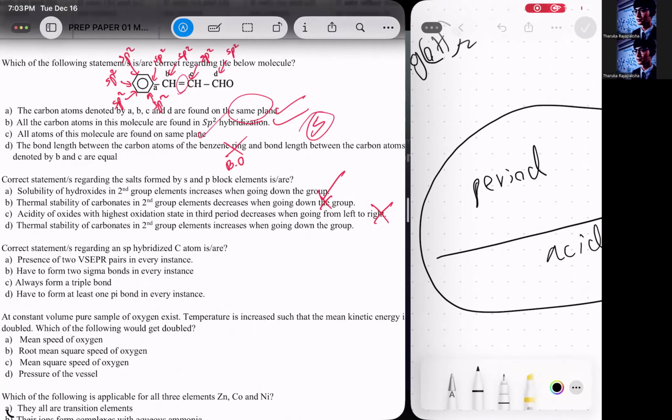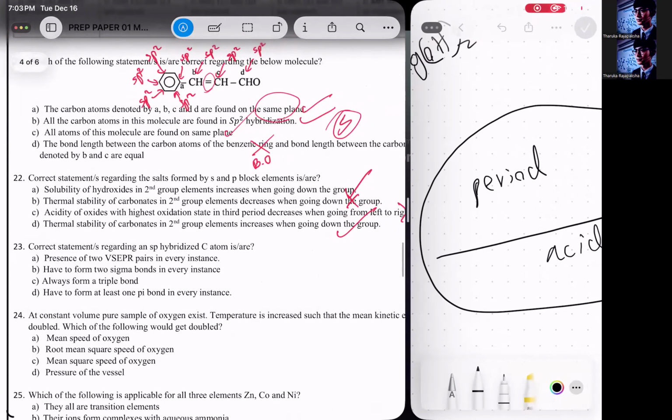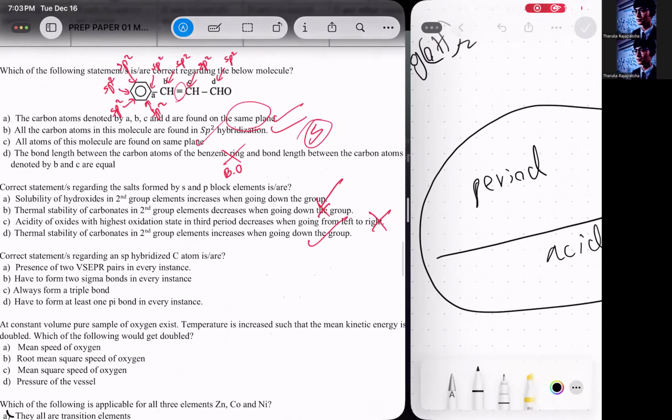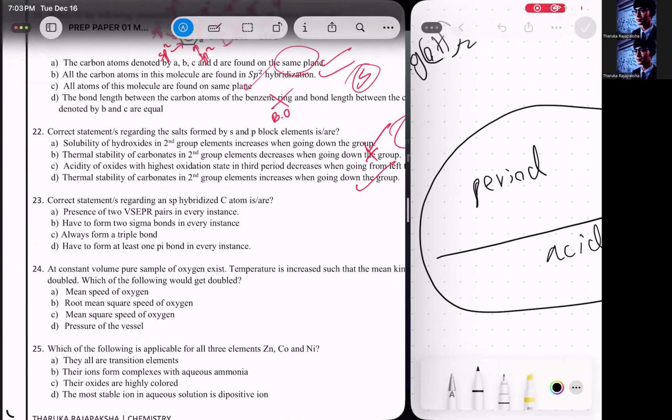Thermal stability of carbonates in the second group elements increases when going down the group. That's correct, actually. So, people, question number 22, it's answer number 4. First A and D correct. Answer number 4.